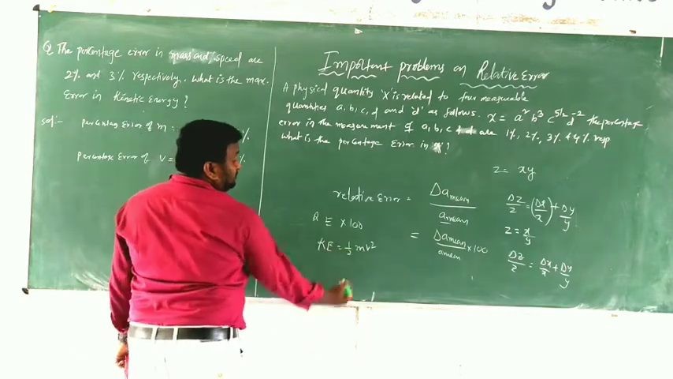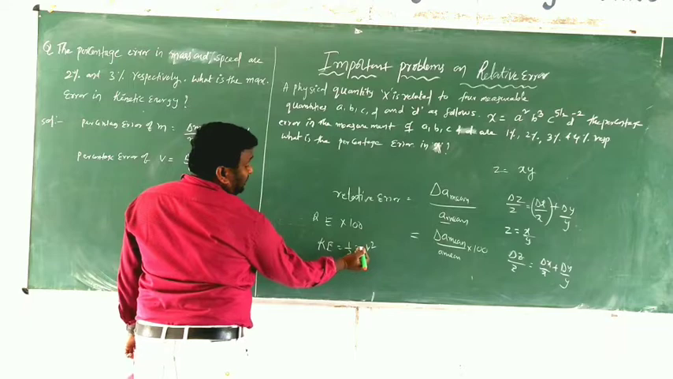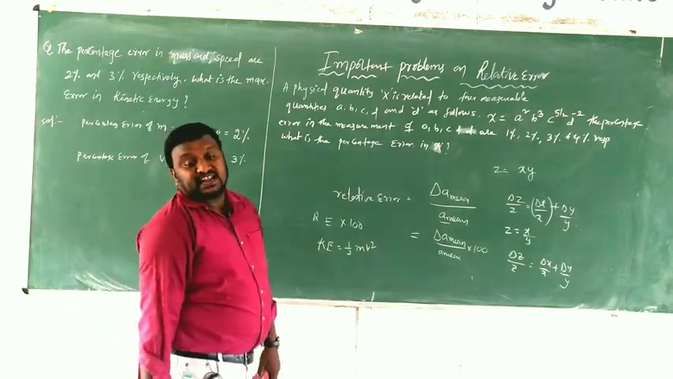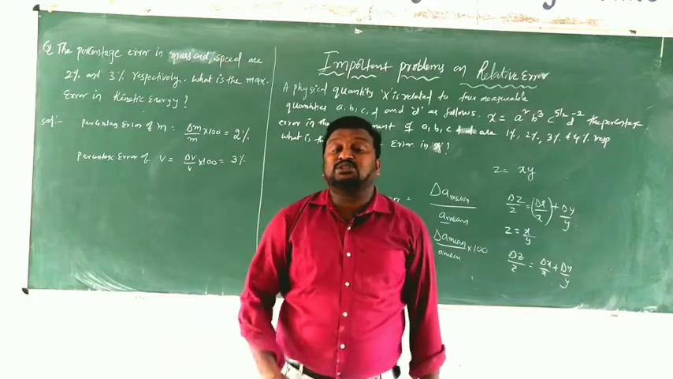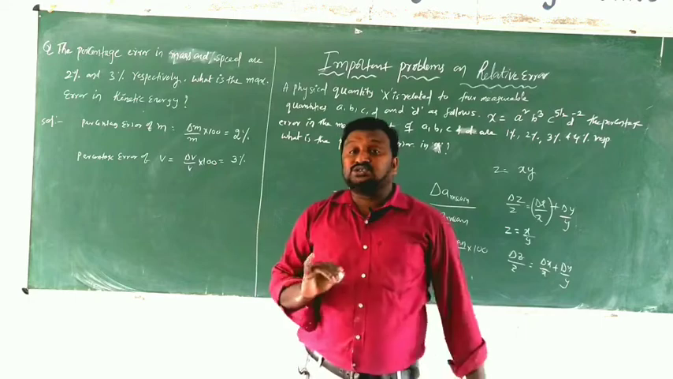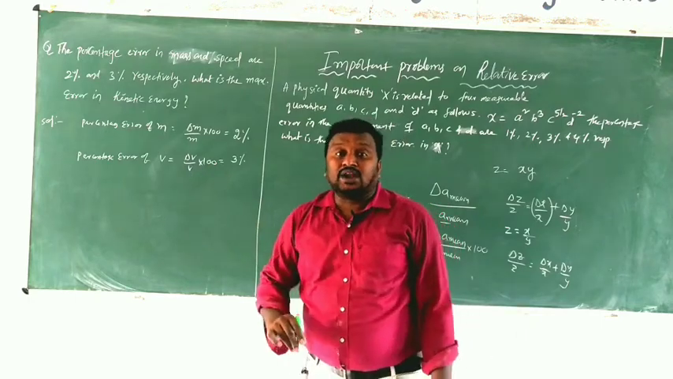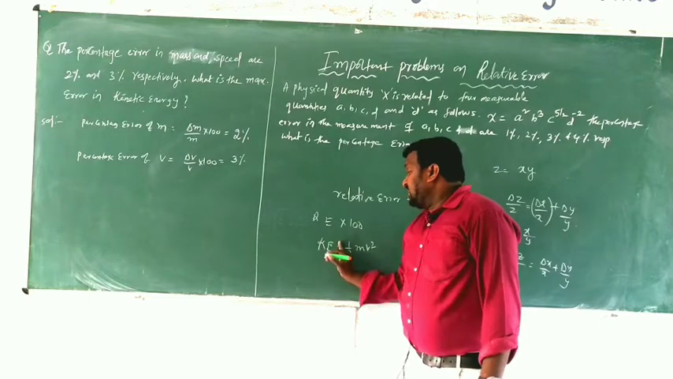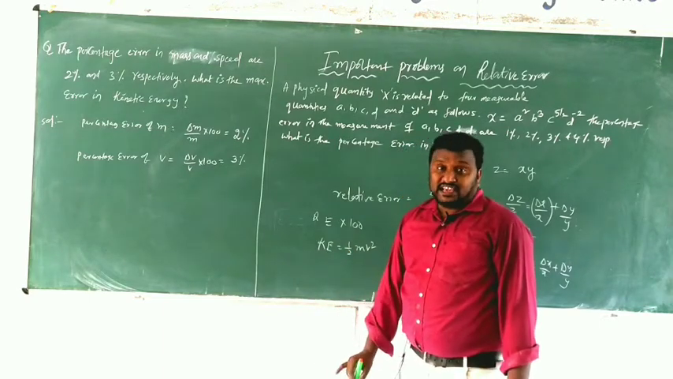In that, what is m? Mass. What is v? Speed or velocity. In straight line motion, speed and velocity both are considered the same. No need to confuse. Here K is equal to half m v square. Now what you have to find? We want to find out the percentage error of kinetic energy.